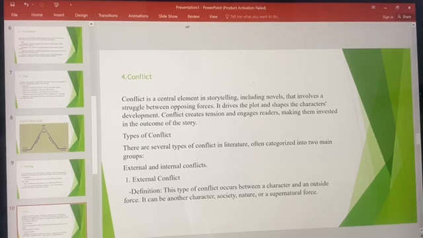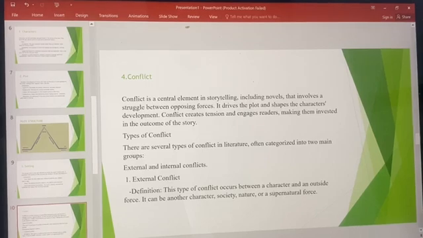Next, we have conflict. Conflict is the central element in storytelling, including novels, that involves a struggle between opposing forces. It drives the plot and shapes the character's development. Conflict creates tension and engages readers, making them invested in the outcome of the story.